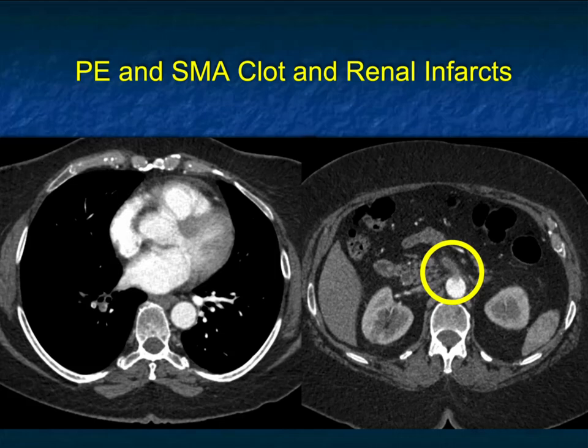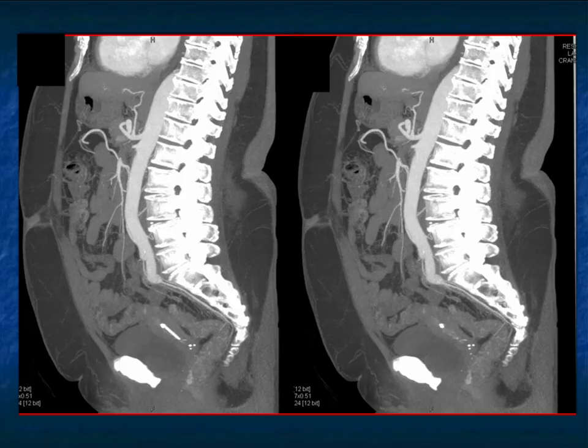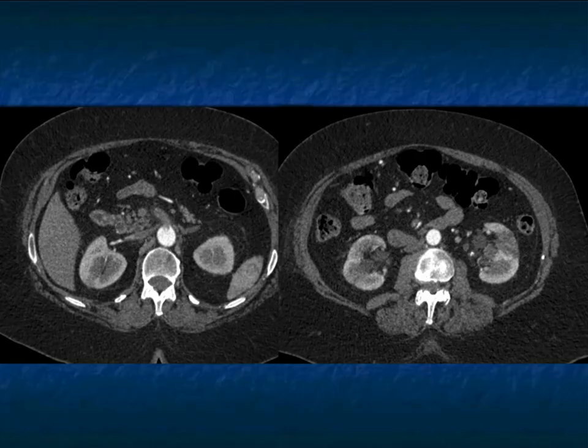And again, here's just another example, both a PE as well as thrombus in the patient's SMA, very nicely shown, with the thrombus being very proximal in the patient's vessel. And again, you can see it very nicely here. This patient also has infarcts in the kidney. So one point, of course, we always remind ourselves is when you see something like thrombus in the SMA or celiac, you have to look carefully at the renal arteries.